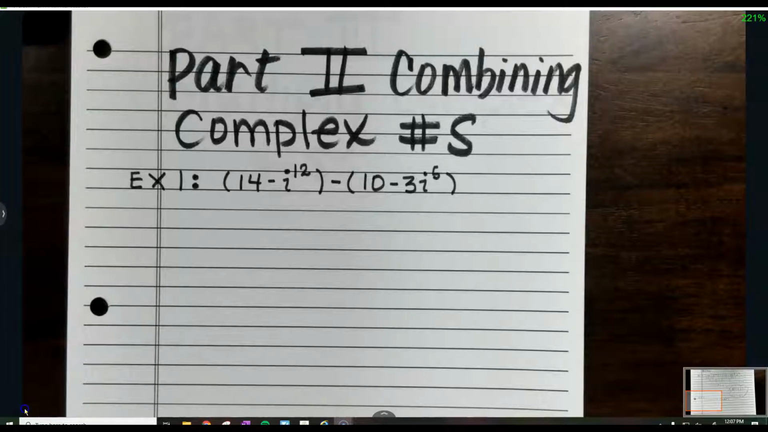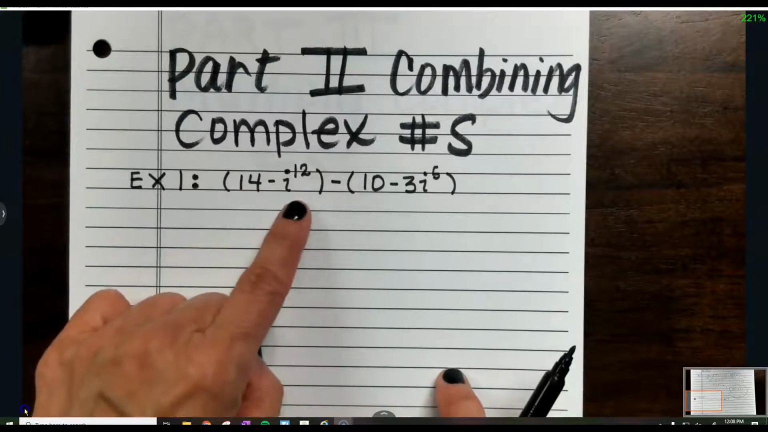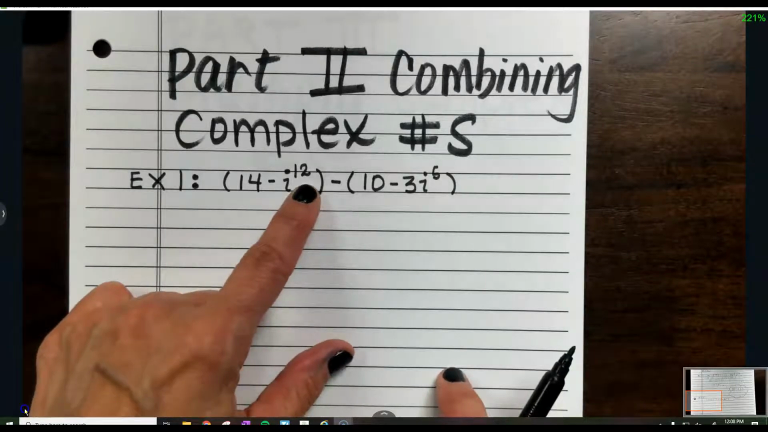Okay, and then please remember your order of operations. We would simplify roots if we had any. We don't have any. The next step is to simplify any i's to an exponent. So let's look at this i right here. That is i to the 12th power.